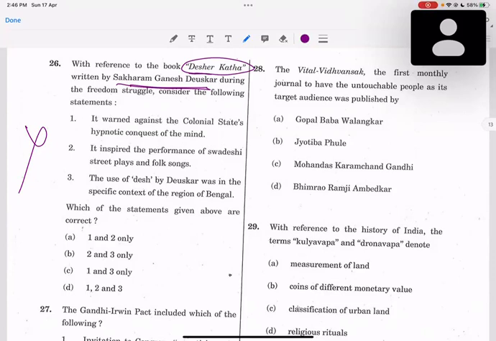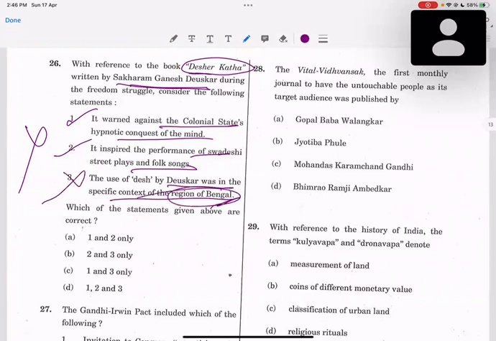But yes, the answer is that it warned against the colonial state's hypnotic conquest of the mind. Yes. It inspired the performance of Swadeshi street plays. Yes, because these books played a main role in the Swadeshi movement. And the use of Deshbhai Deskar was in the specific context of the region of Bengal? No, it was in the context of the whole of India, not just Bengal. So the answer is A. But yes, such questions have to be left.